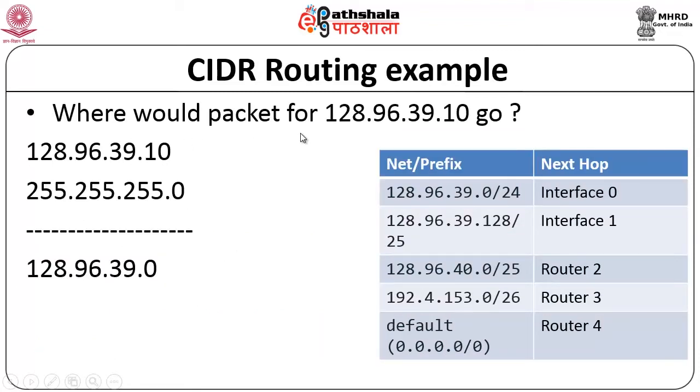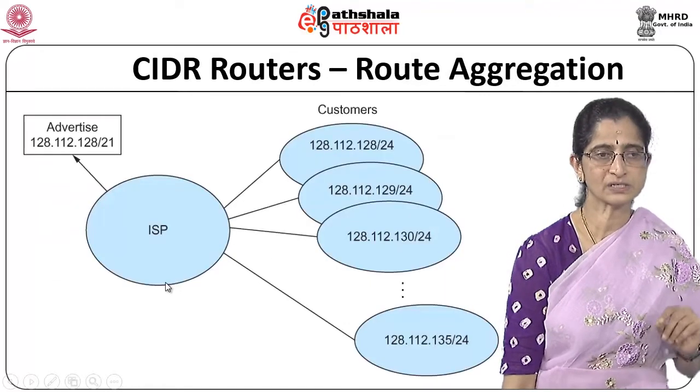If I had a packet which comes with 128.96.39.10, where would it go? I apply this 24-bit mask, which is 255.255.255.0, and when I do the AND operation, I will get 128.96.39.0. So it matches with interface 0, and it will have to go to interface 0. So this is what will happen.